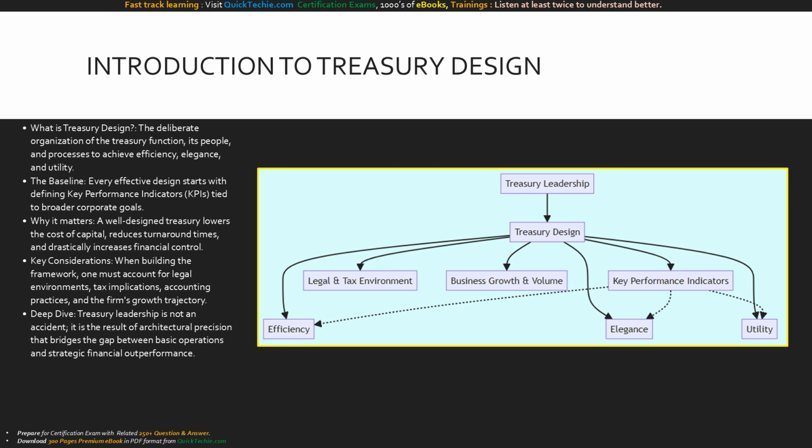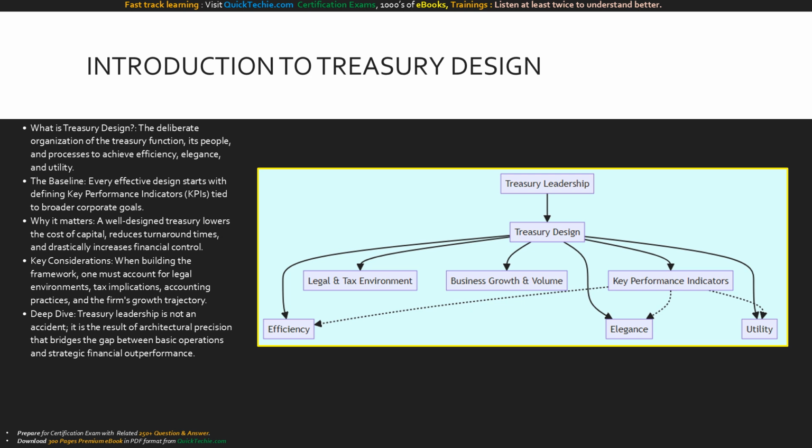We always start with the why, which in this case is driven by our key performance indicators, or KPIs. Are we looking to lower the cost of capital, reduce turnaround times, or achieve a higher degree of control? By understanding these KPIs, we lay the foundation. You see, treasury design isn't just about picking a software system. It is a comprehensive approach that considers the legal environment, accounting practices, automation volumes, and even the competitor landscape. In this training, we will break down the what, the why, and the how of building a world-class treasury operation that truly supports the business's strategic goals and drives financial leadership.